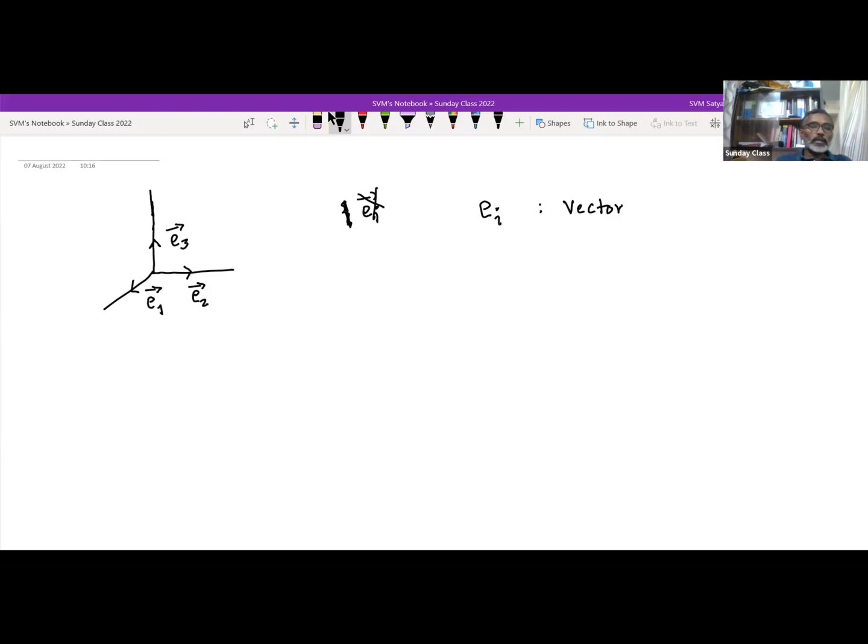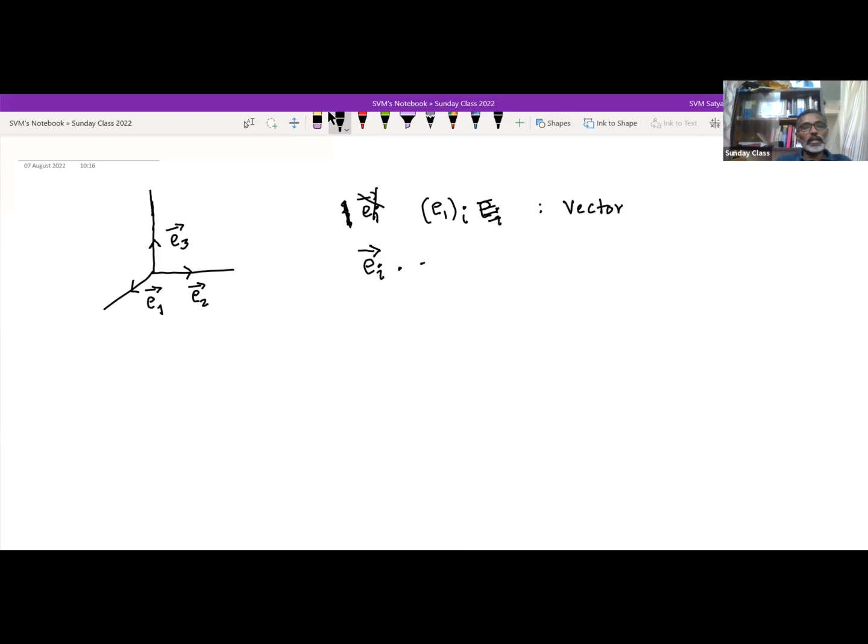But then there is some kind of confusion here with the notation. Each one is a vector. E1 is a vector, E2 is a vector, E3 is a vector. So how should I write? I should write something like E1i, so that E1 is a vector, E2 is a vector, and so on.